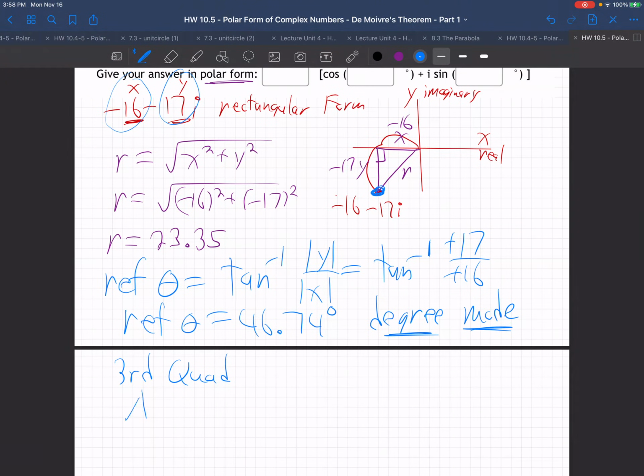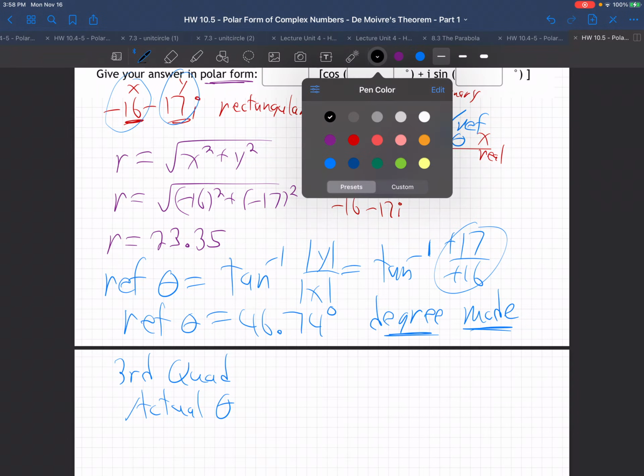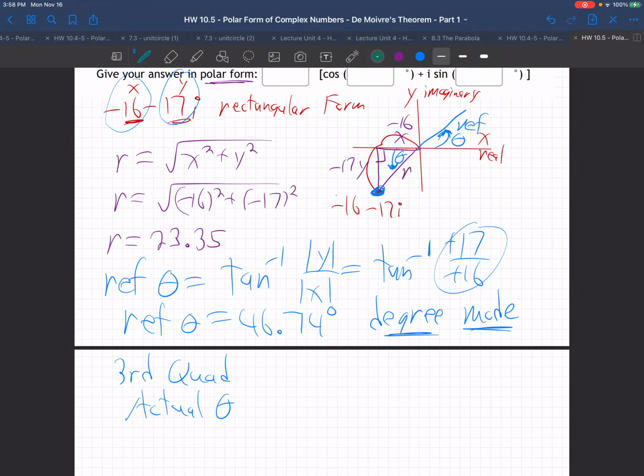Third quadrant, actual angle. So that reference angle is just, by making everything positive here, we really just put it in the first quadrant. We found the angle in the first quadrant. That's the reference angle. But now we need to find what is that same angle in the third quadrant, right? That means this is theta here, from there to there, same angle. But we need to find the actual angle. That means all the way from 0 degrees all the way to there.